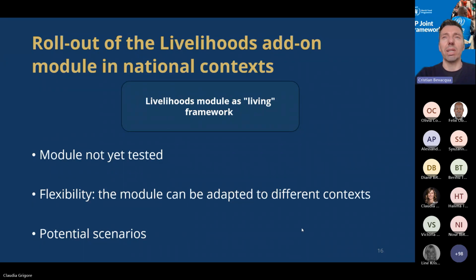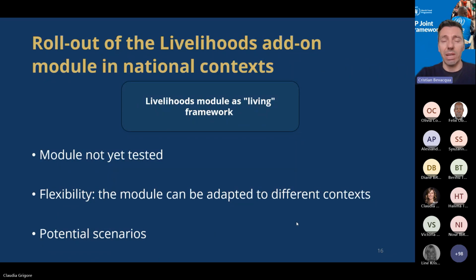So when we imagine these scenarios, we thought of different situations in which WFP and UNHCR have different levels of collaboration. They have different capacities at country level. They have different livelihoods tools already available. And so we try to imagine different scenarios according to these elements.